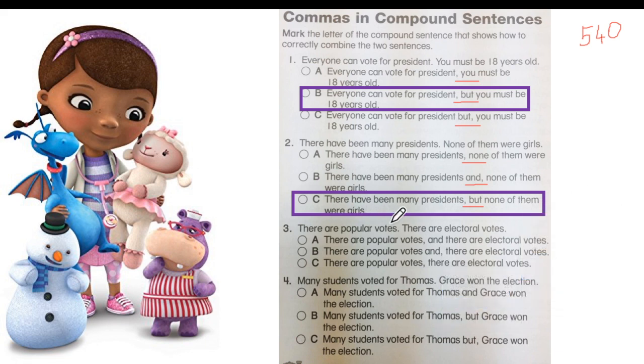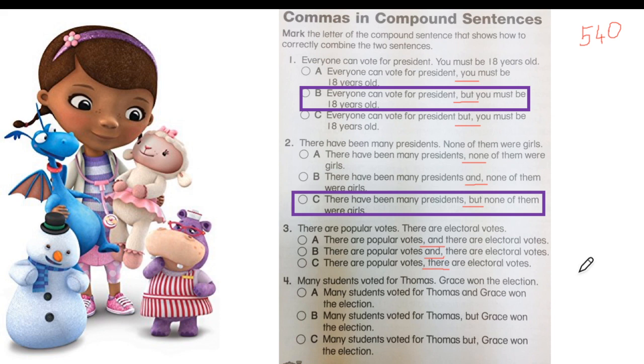There are popular votes. There are electoral votes. Where shall we put the comma? There are popular votes, and there are electoral votes. B, there are popular votes and, there are electoral votes. C, there are popular votes, there are electoral votes. So we have choices like this: comma and, comma or, comma with the word there.